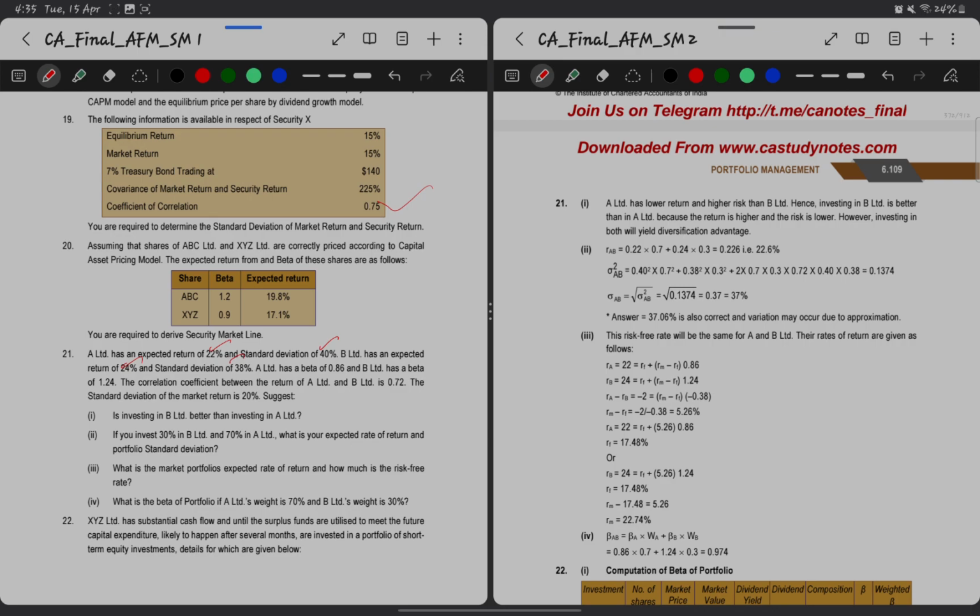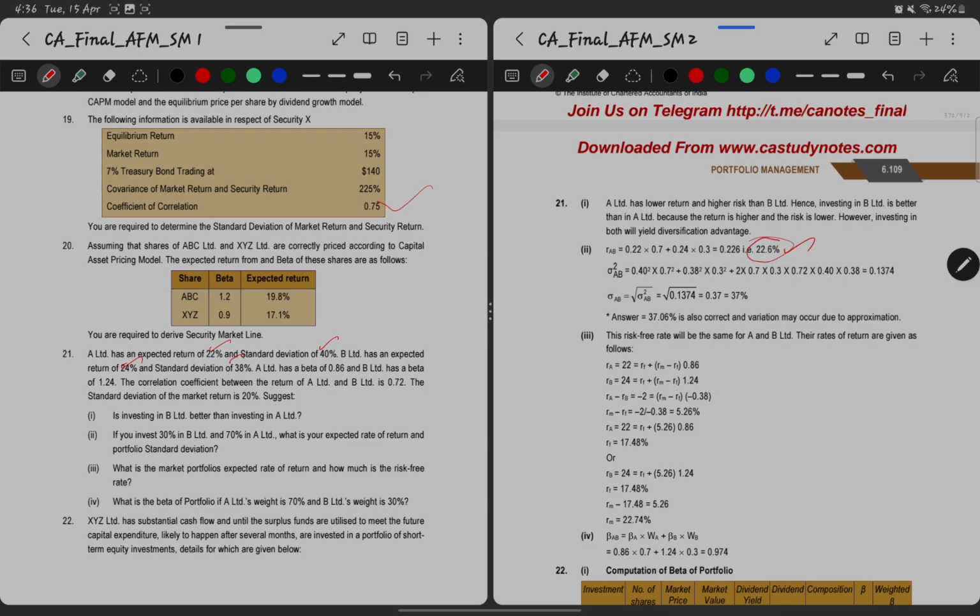Now the second requirement is, if you invest 30% in B and 70% in A, what is your expected rate of return and portfolio standard deviation? Expected rate of return we can directly find out: we have the expected returns of A and B, multiplying with the weights given, 30% and 70%, will give us the expected return, which is nothing but 22.86.